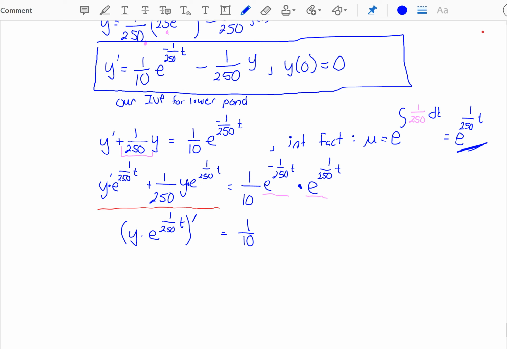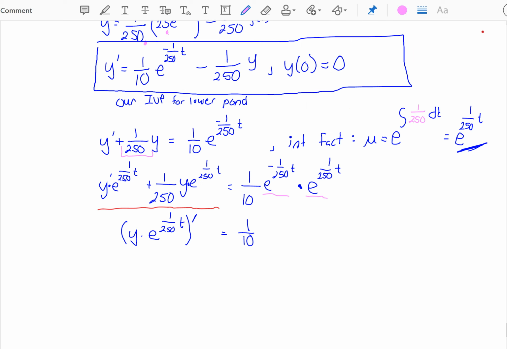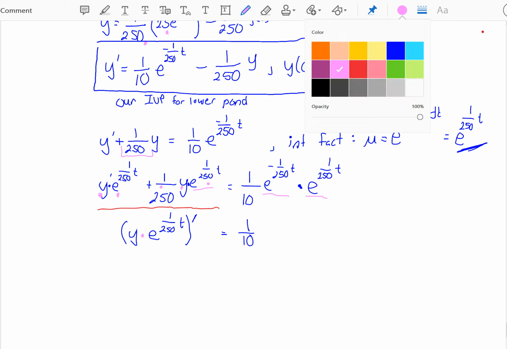Now, double check and make sure that your left-hand side works out as an application of the product rule. Remember, when you're taking the derivative of this product, the derivative of the first is this y prime times the second regular, plus the derivative of the second. The derivative of e to the 1/250th t is this e to the 1/250th t times, by the chain rule, this 1/250th times your first function. So we can verify your product rule works.